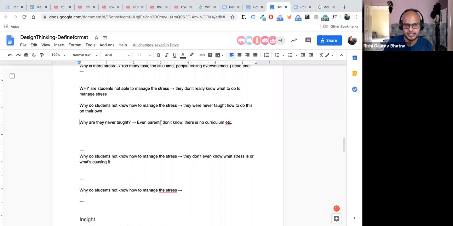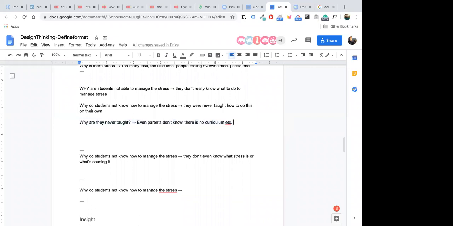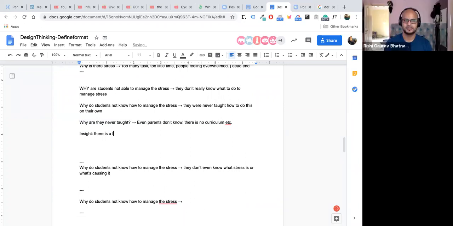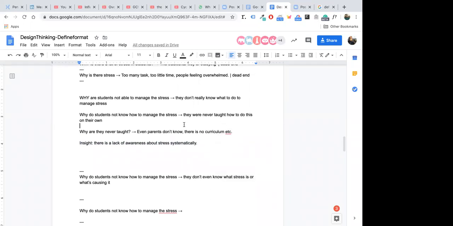But what I'm realizing here is that there is an insight here. Why are students not able to manage stress? They are not able to because they're never taught. But what is the insight that I'm seeing after this? The insight that I'm seeing here is that nobody really knows. There is no awareness about what stress is. There is a lack of awareness. Okay, so that would be my insight here. But I'm able to get to the root cause. Okay, I'm going to pause here.